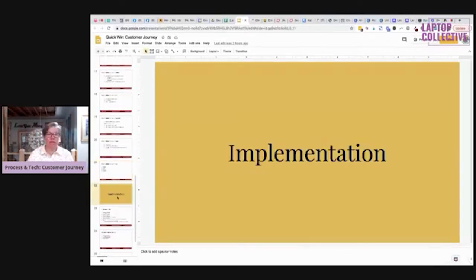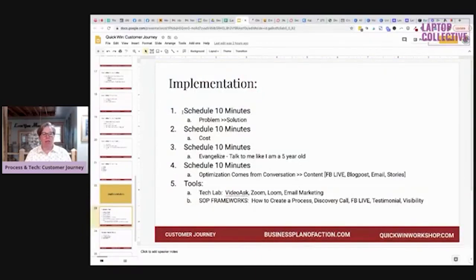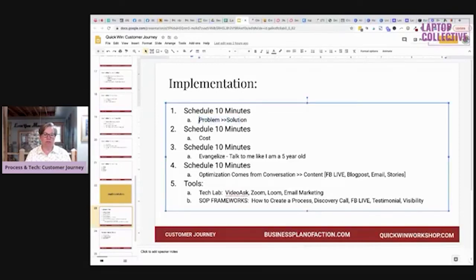So let's go into implementation, because at the top of the hour, I told you, guess how much time I'm going to ask you to add to your calendar for implementation. Winner, chicken dinner if you said 10 minutes. So here we go. I want you to schedule 10 minutes for problem and solution. Just brainstorm, brain dump, 10 different problems that your customer has. You already know what your solution is. It's the product or service that you're selling. Does the solution match with who you think you're serving? That's an aha moment right there, right? That's all I want you to do. 10 minutes. That's it.